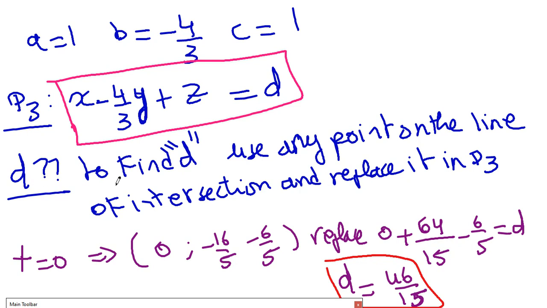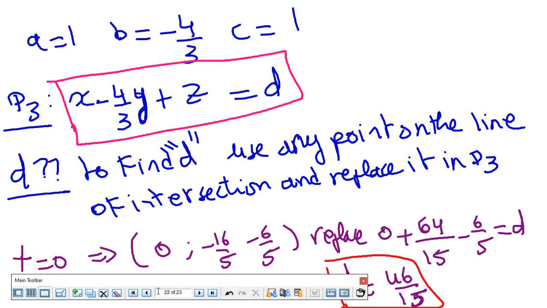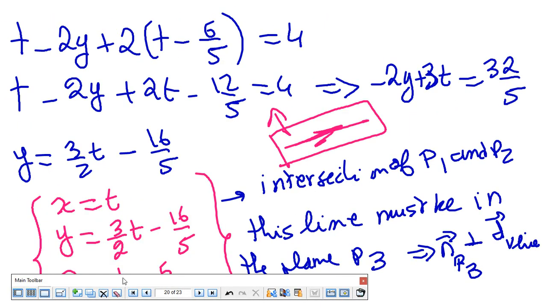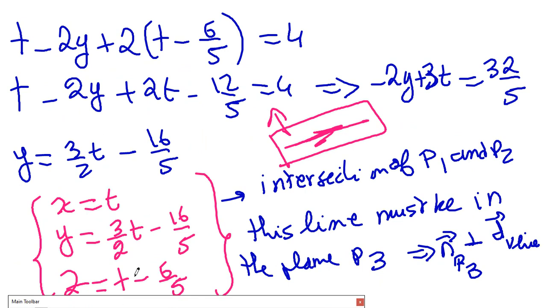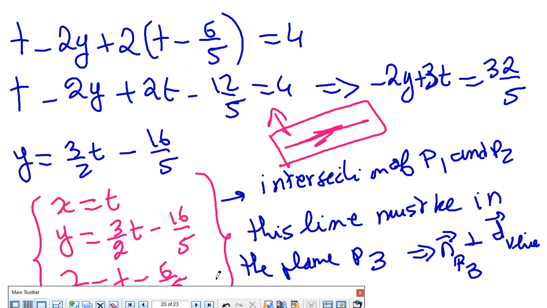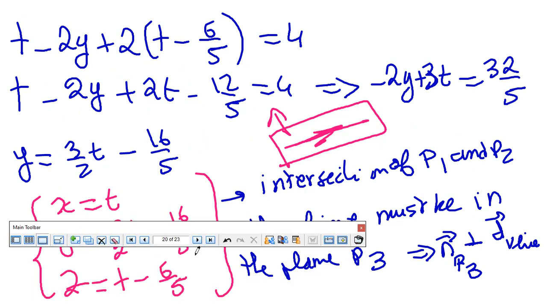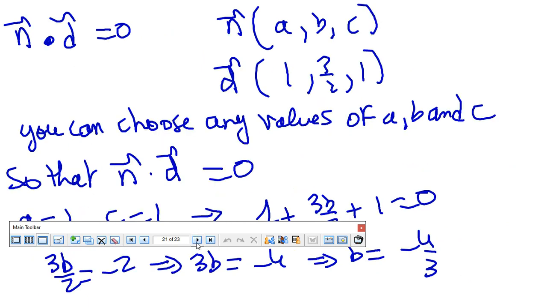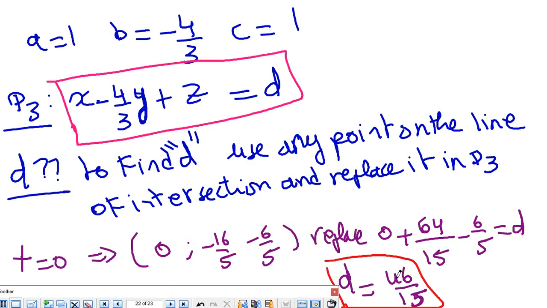How do we find D? To find D, use any point on the line of intersection and replace it in P3. So this is the line of intersection. How can I find a point here? You can replace t by any value. t equals 0, t equals 1. I replace and I will have a point. I got the point 0, minus 16 over 5 and minus 6 over 5. And then I replace it to find the value of D.